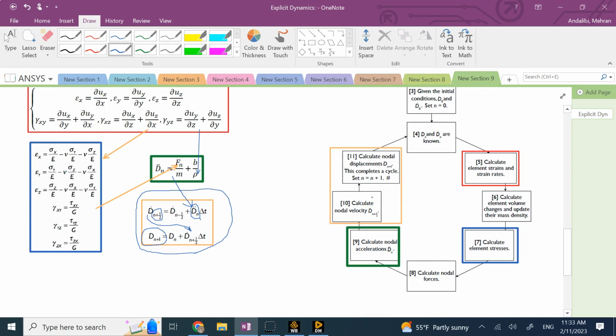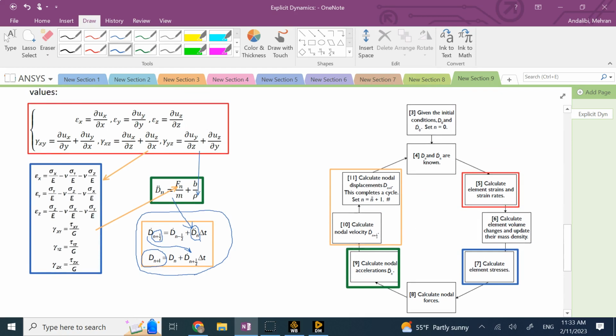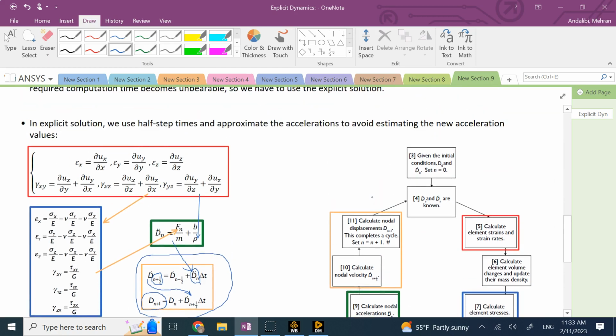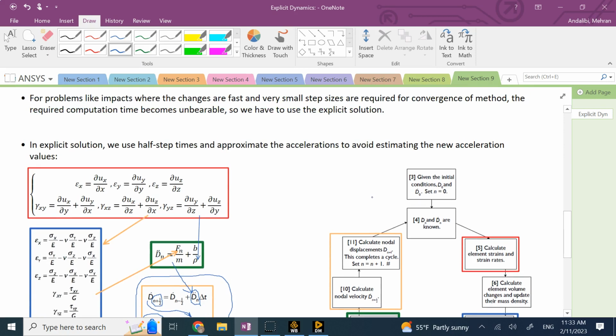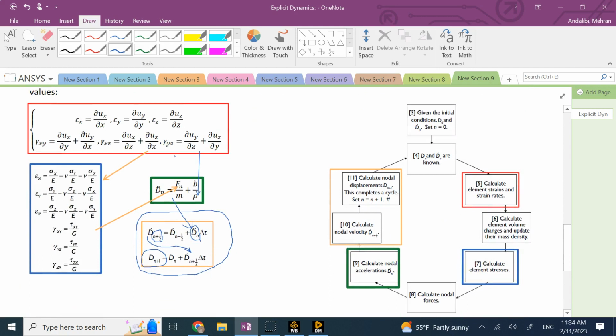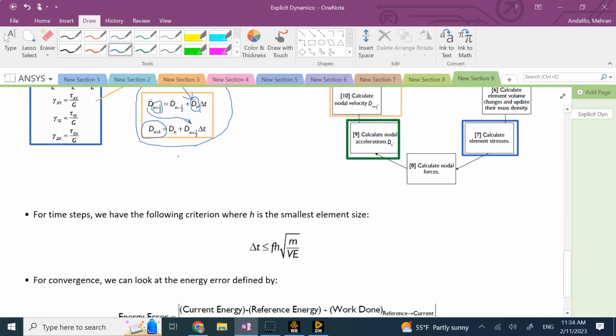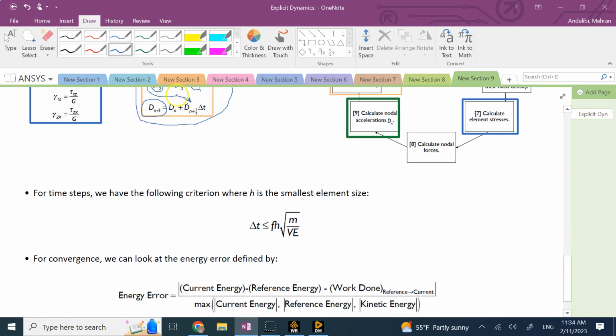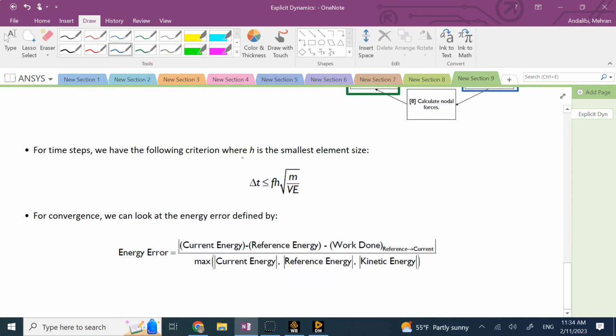And since it's faster, I can use smaller time steps, and I can capture the dynamics of a fast moving system like impacts, like drop test and so on. So this is the explicit dynamics. The reason I'm trying to explain all this before I go to the simulation is I want you to have a little bit of knowledge of what's going on behind the scenes. Now, a couple of other things that you always need for any numerical solution is: one, how much should be the time step? Two, when do I stop the loop?